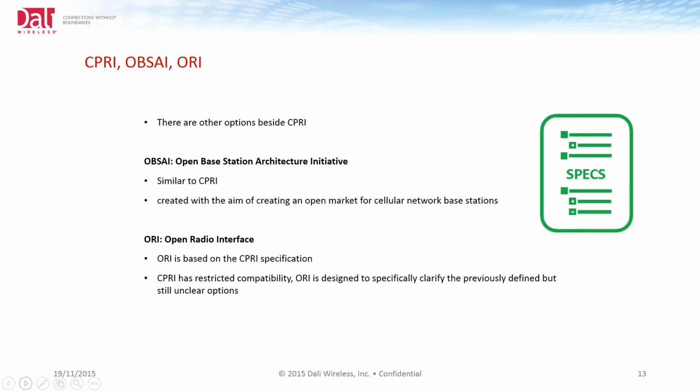And in the opinion of the people that are pushing ORI, CPRI has restricted compatibility. ORI is designed specifically to clarify previously fine but unclear options. In other words, ORI tries to tighten up the CPRI specification. It also adds addressing capability to CPRI. And as we evolve the network, this is going to become more and more important because we're going to use CPRI to feed multiple base stations, multiple remotes from a single location. And that addressing is becoming a very, very important part of it. And as the network evolves, I'm sure that in the future we're going to see other options that become important as well.